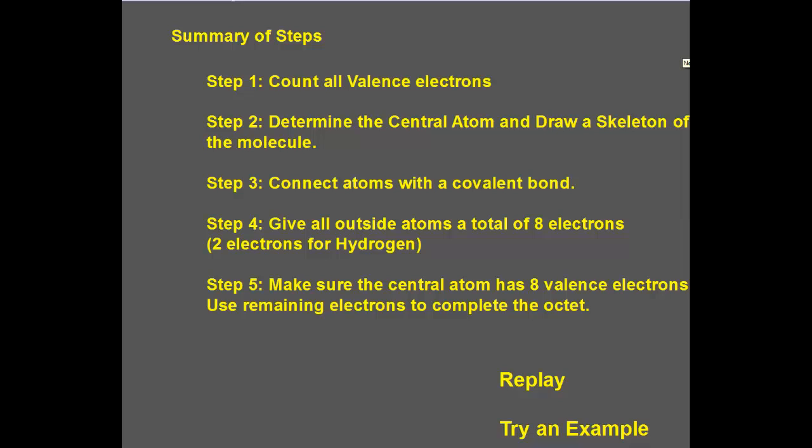So this is a summary of our steps. Steps 1 through 5 will get you to a full valence shell. You can review these on your own. If you need to go over these steps, I have replay here. You can always go back. You can click on any of these steps and it will take you back to that step and you'll be able to see that there. If you're ready to try an example on your own, just simply click Try an Example and follow the steps and you should be able to draw a proper Lewis structure.